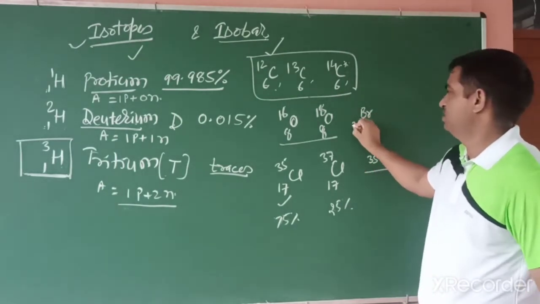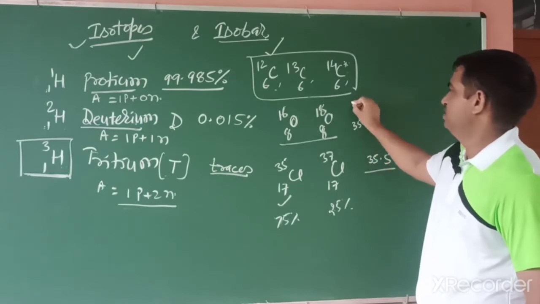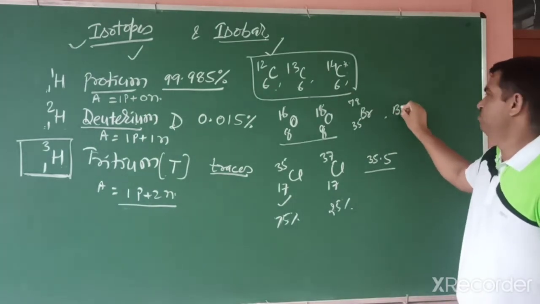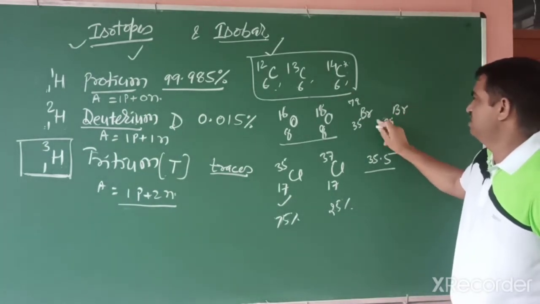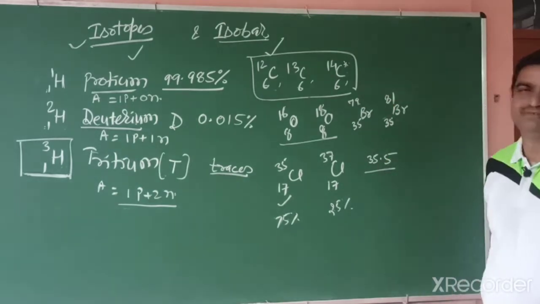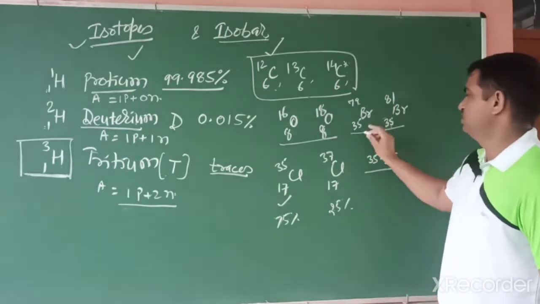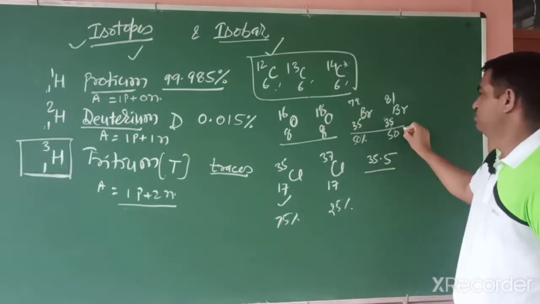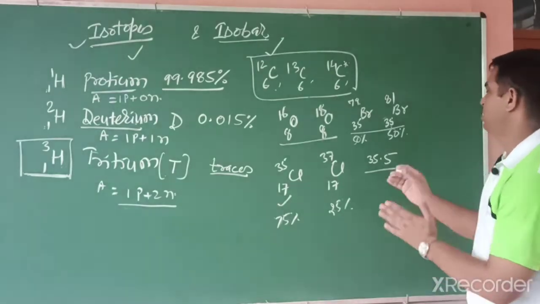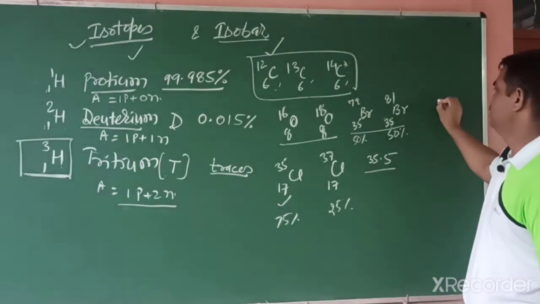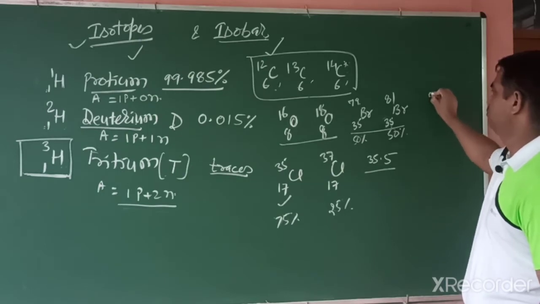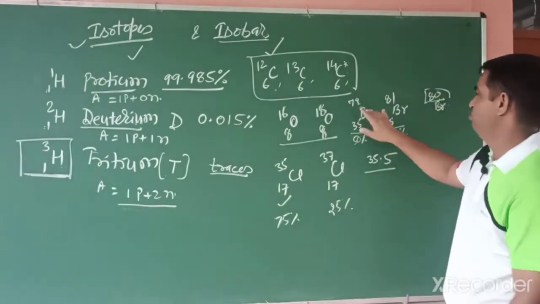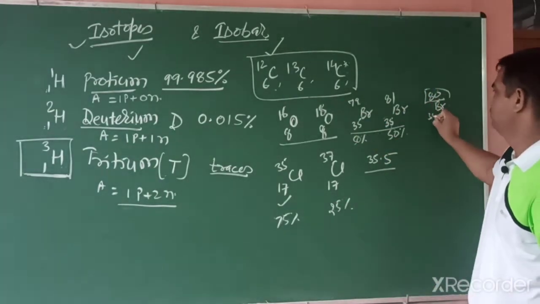Students, bromine has atomic number 35 and mass number 79. The other isotope found is bromine, atomic number 35, mass number 81. These two isotopes are found in nature approximately 50%, 49 point something and approximately 50%. So the bromine mass is taken as 80, because we take the average of these two isotopes.